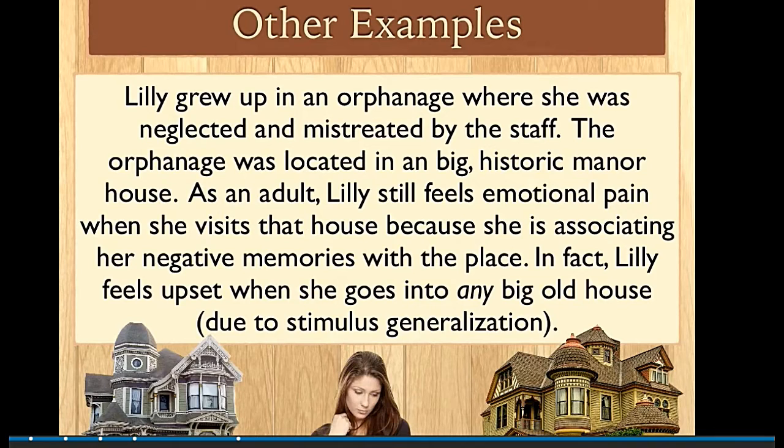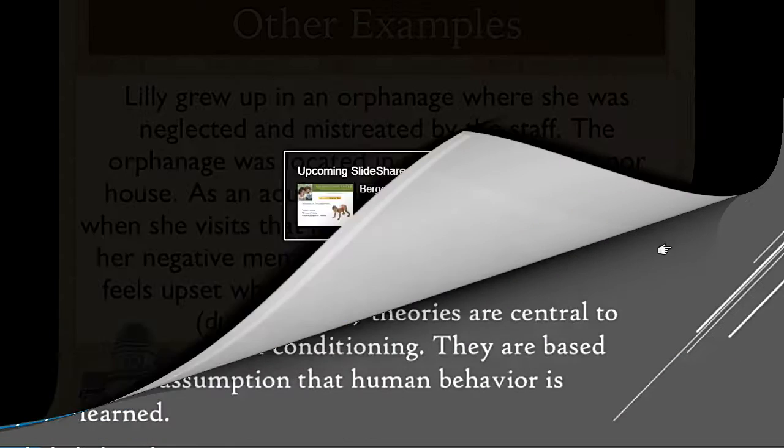Other examples. Lily grew up in an orphanage where she was neglected and mistreated by the staff. The orphanage was located in a big historic manor house. As an adult, Lily still feels emotional pain when she visits that house because she is associating her negative memories with the place. In fact, Lily feels upset when she goes into any big old house due to stimulus generalization. Well, there will be some times that a stimulus can be distinct or extinct.